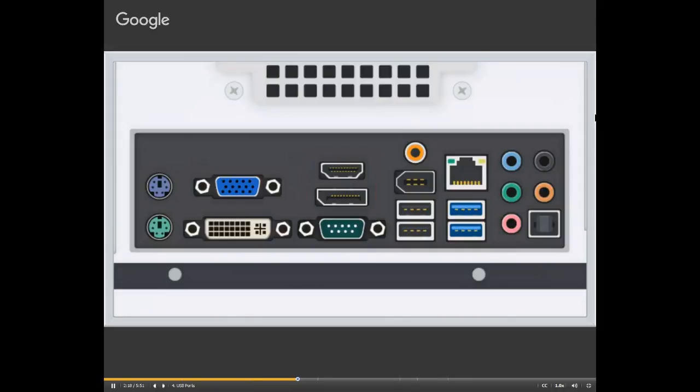You are most likely familiar with these next ports. These 4 ports here are USB ports. USB stands for Universal Serial.